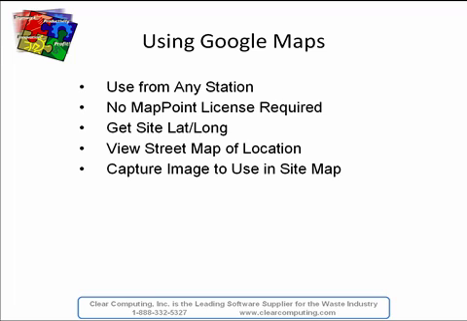You'll be able to use a button off of the Map tab on the site to get the latitude and longitude, to view the street map of the location, and even to capture the image to use this in saving the site map with the site. This last step does require that you're a little bit more comfortable using the computer. Let's see how that works.